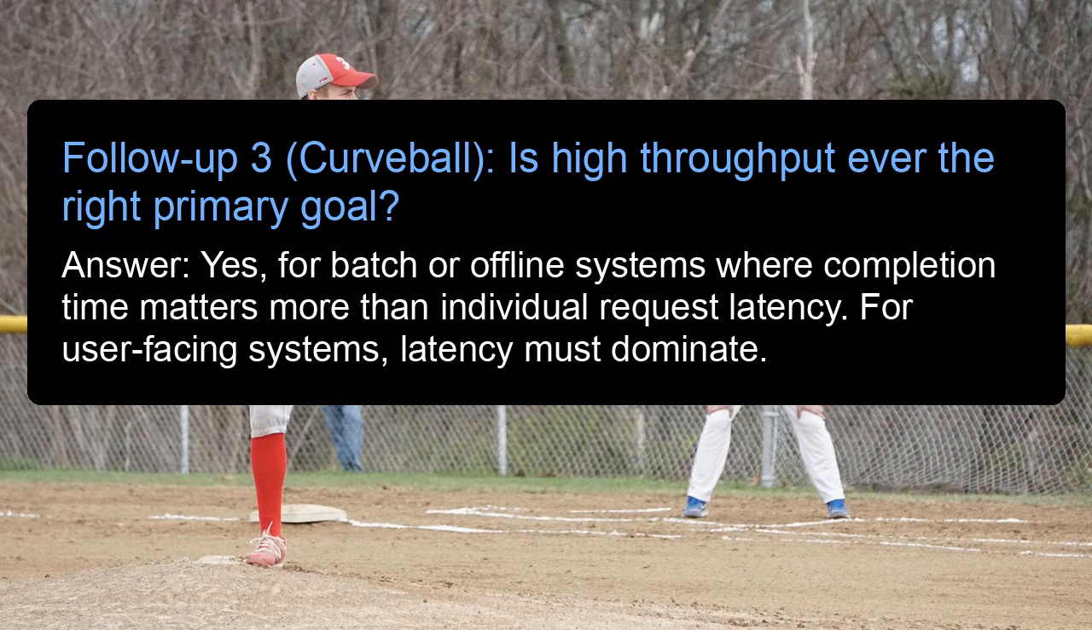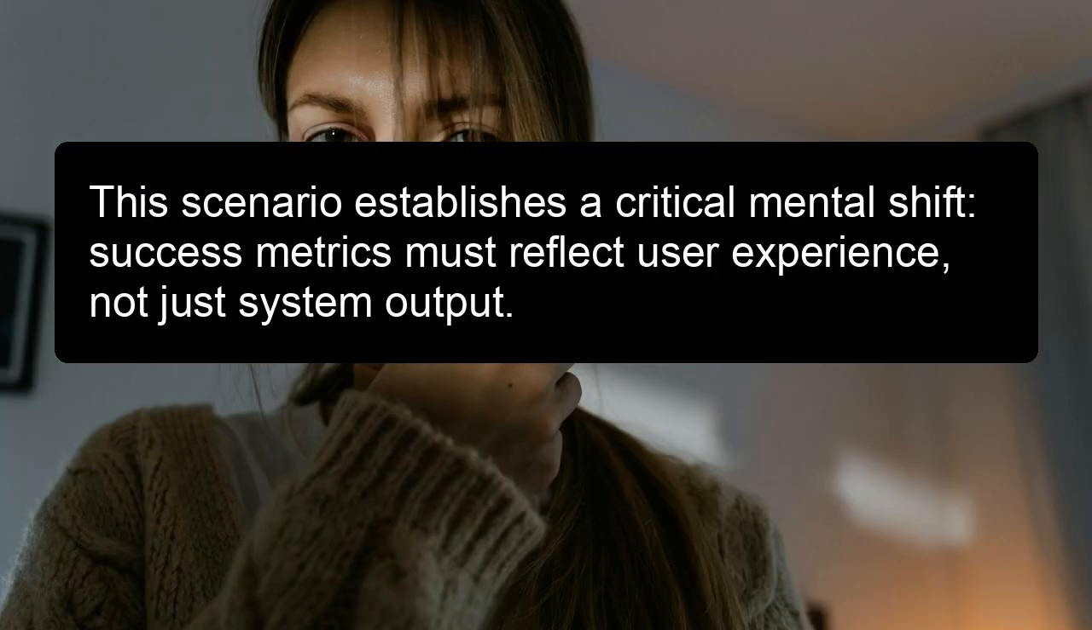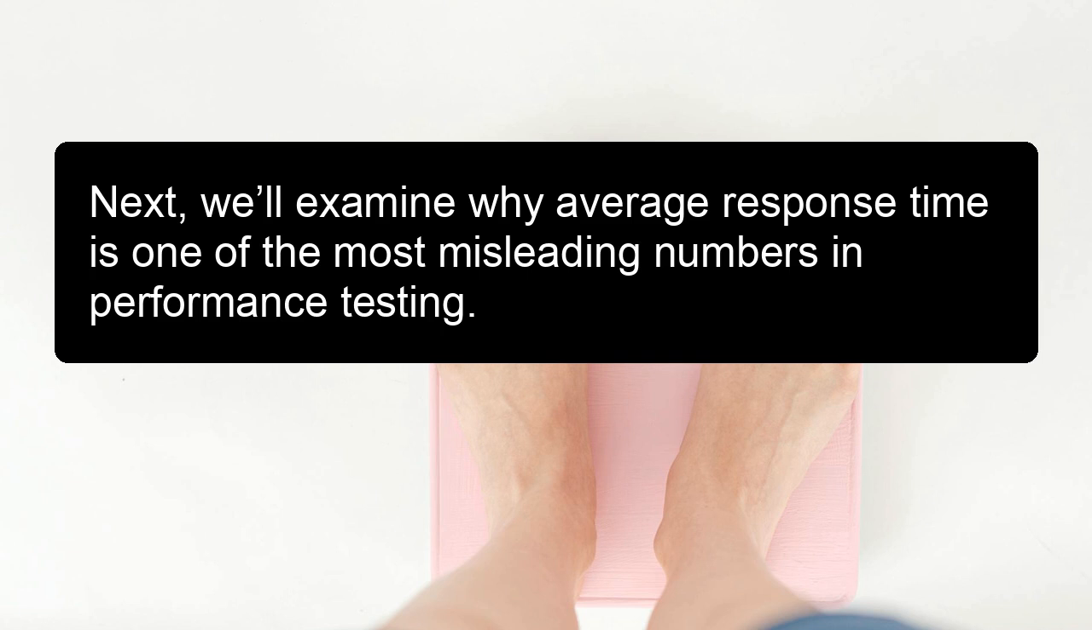Follow-up 3. Curveball. Is high throughput ever the right primary goal? Answer: yes, for batch or offline systems where completion time matters more than individual request latency. For user-facing systems, latency must dominate. This scenario establishes a critical mental shift. Success metrics must reflect user experience, not just system output. Next, we'll examine why average response time is one of the most misleading numbers in performance testing.